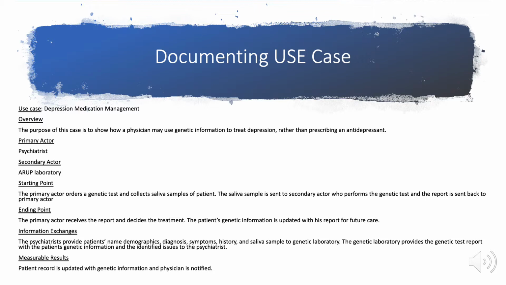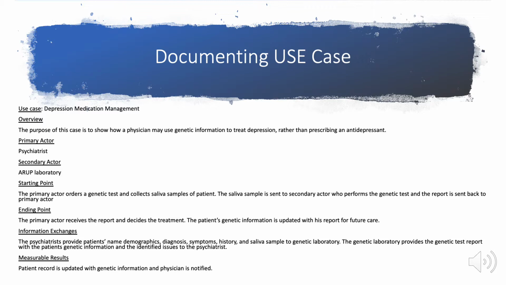The starting point is when the primary actor orders a genetic test and collects saliva samples of the patient. The saliva sample is sent to the secondary actor who performs a genetic test, and the report is sent back to the primary actor. The endpoint is when the primary actor receives the report and decides the treatment, and the patient's genetic information is updated with his report for future care.